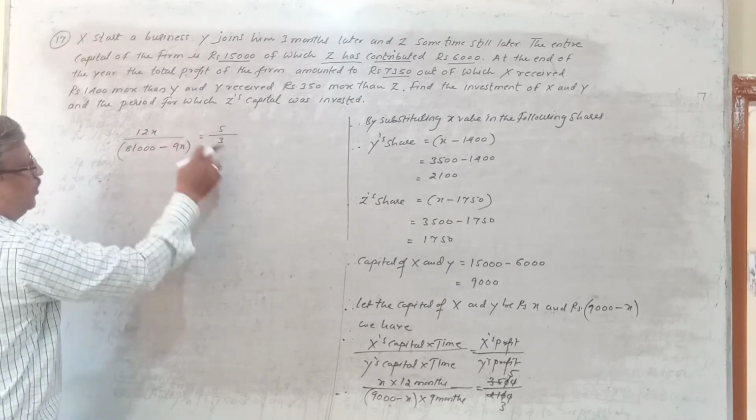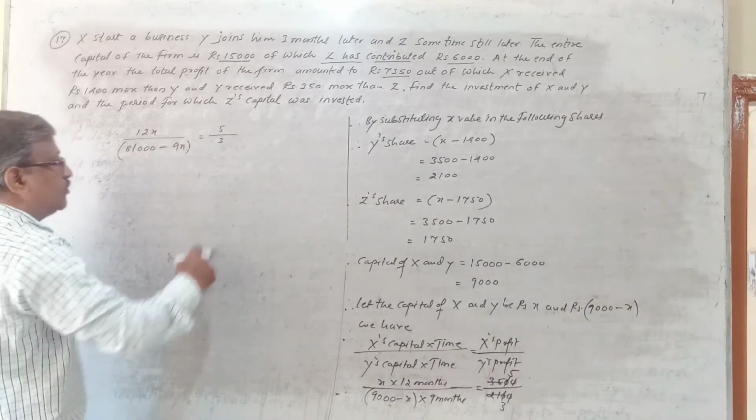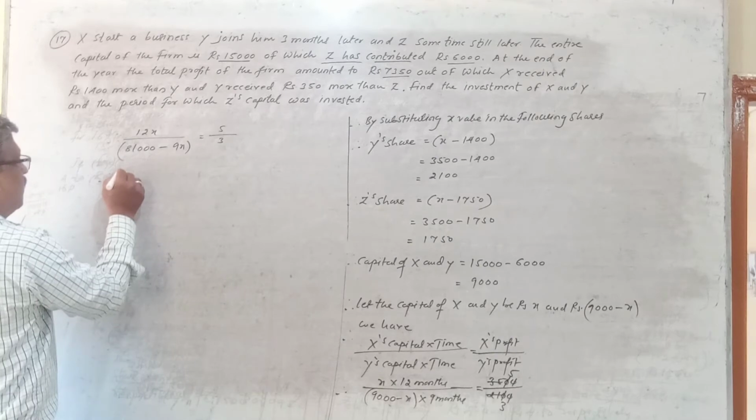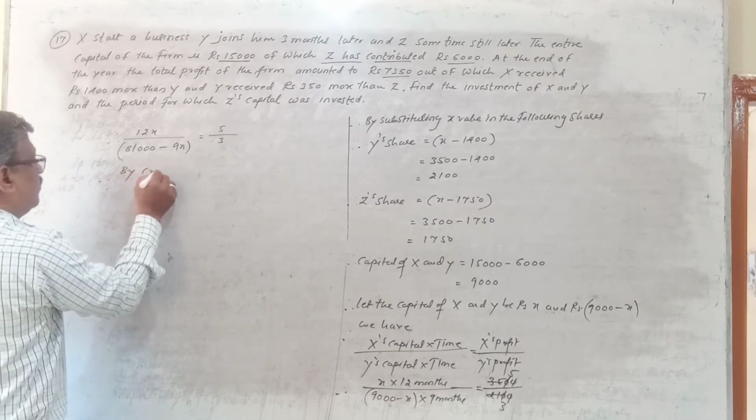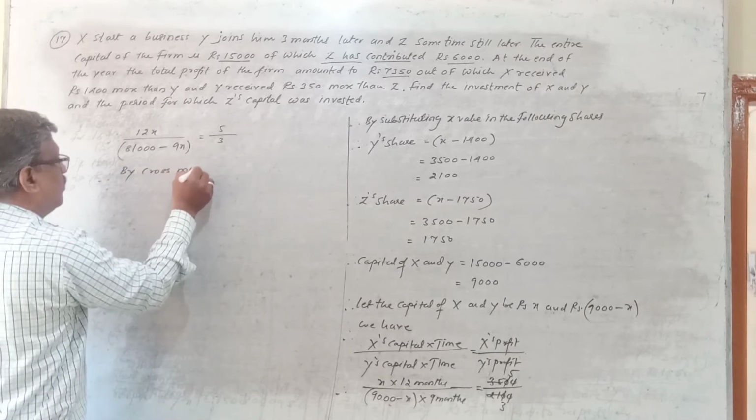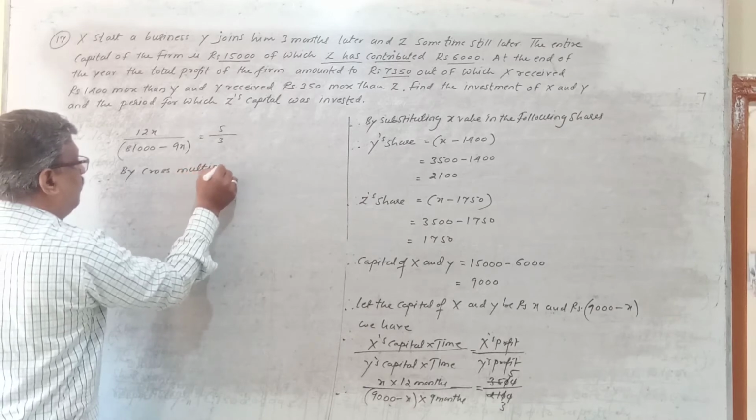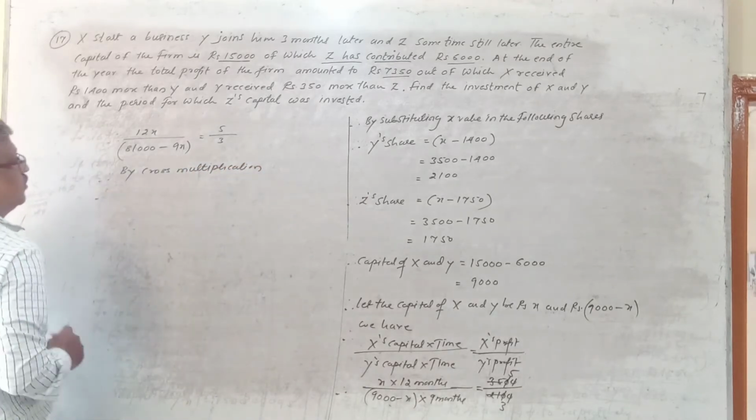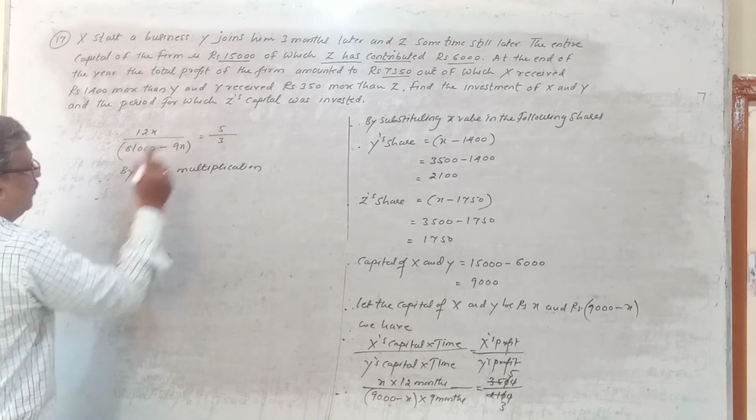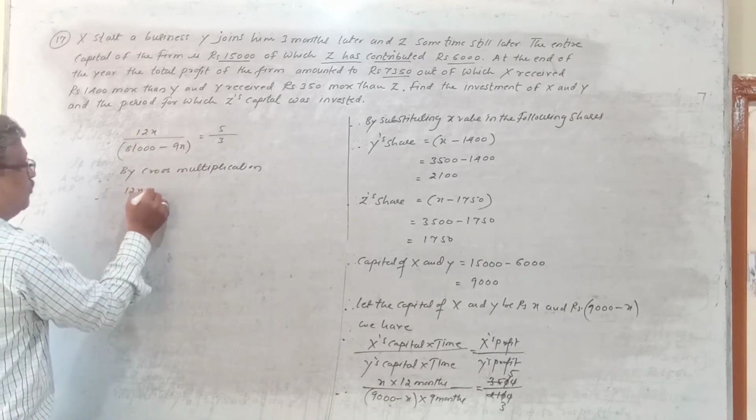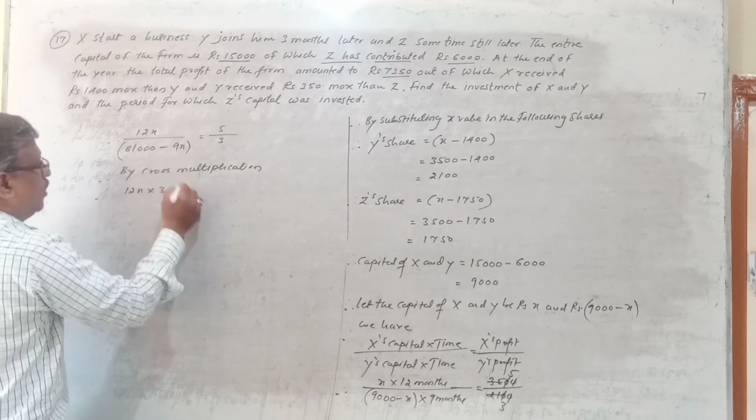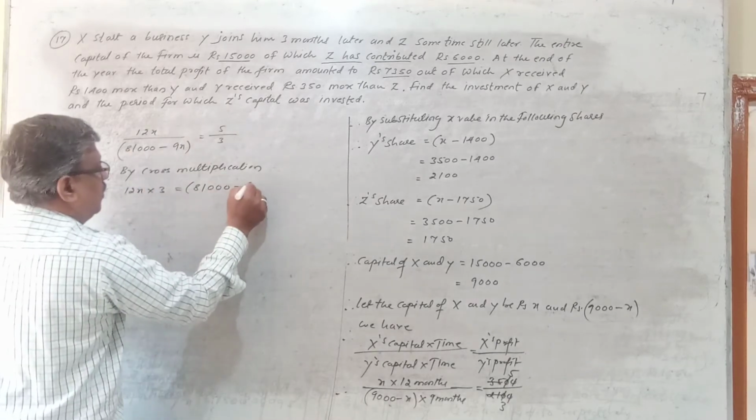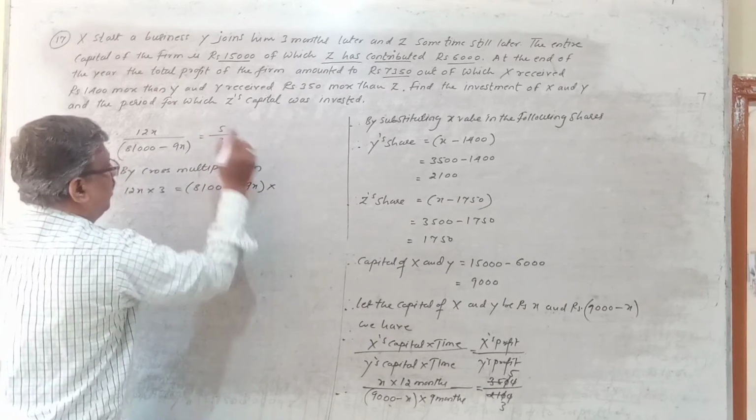But to solve this, what can I do? I can do the cross multiplication, and calculate the value of x. So let's do the cross multiplication. By cross multiplication, 12x you multiply by 3. So 12x multiplied by 3 equals 81,000 minus 9x, which you have to multiply by 5.